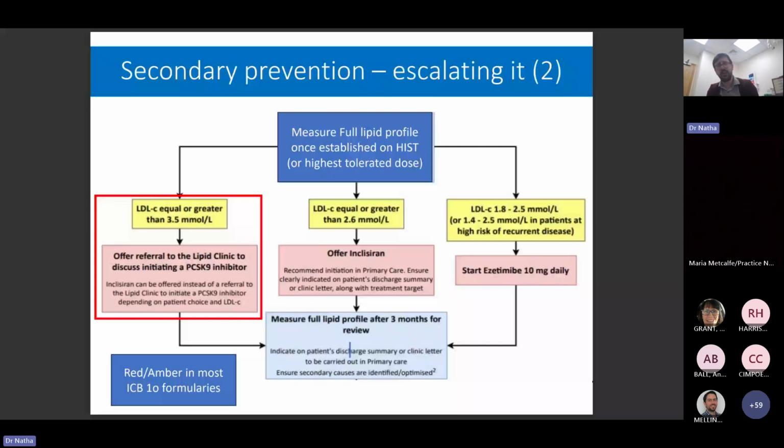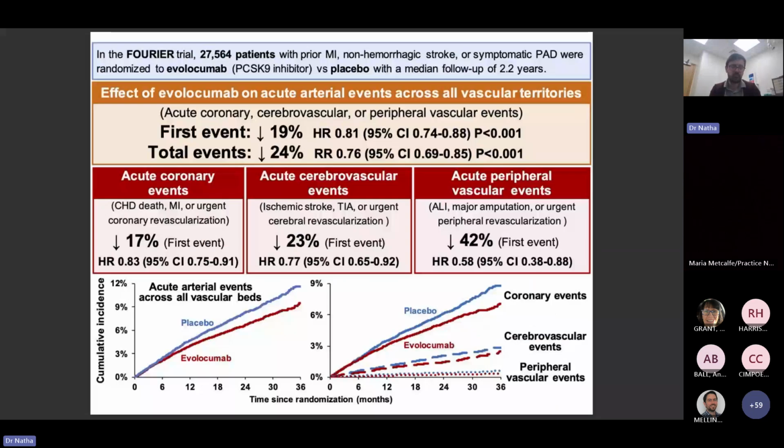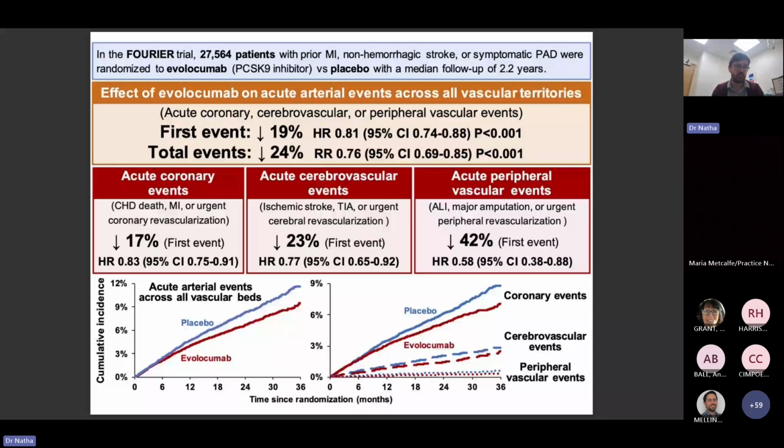The Fourier and Odyssey trials for evolocumab and alirocumab yielded a similar LDL reduction of about 45–55% in LDL, and did show good endpoint data for cardiovascular endpoints. So we've been using it within the secondary care lipid clinic for a number of years, and it would be a good and reasonable indication for advice and guidance or potential referral to the lipid clinic in the populations where it is indicated. And this is the summary from the national guidelines that highlight those indications.